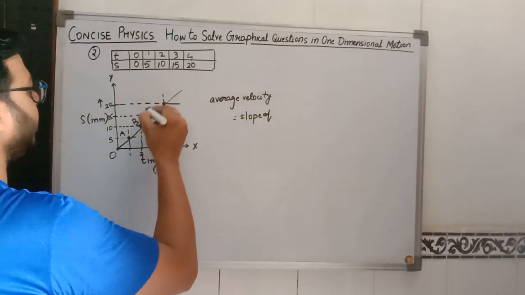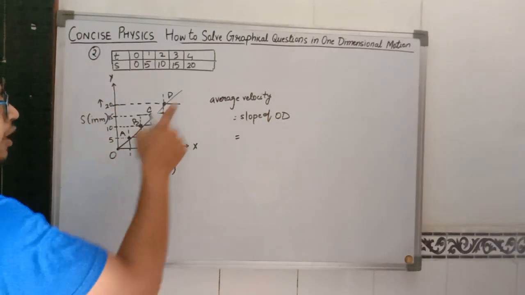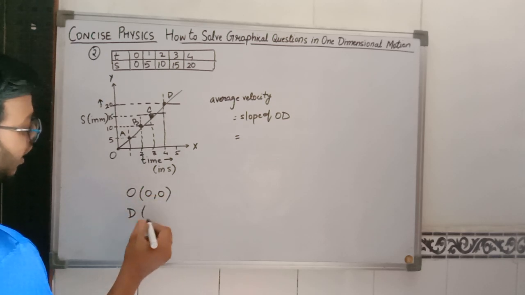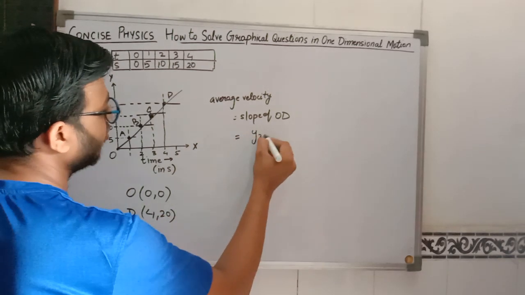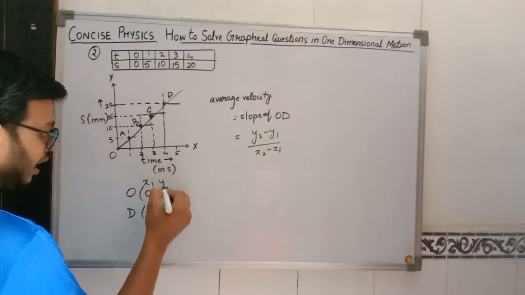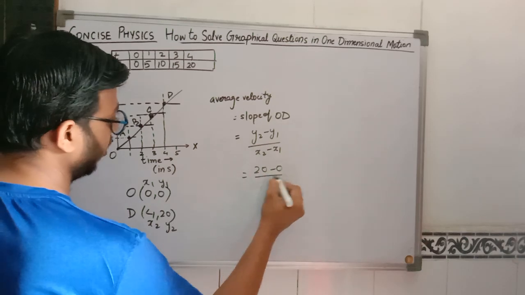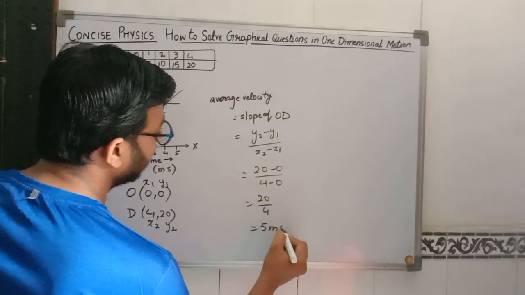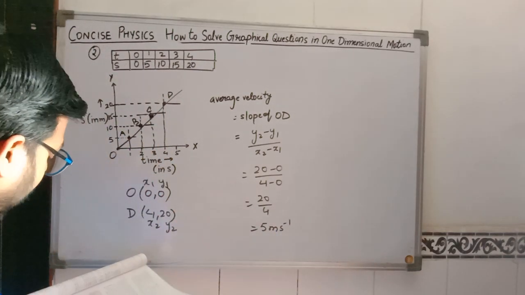Suppose this is point A, B, C and D. Slope of OD. O is the initial point and D is the final point. The coordinate of O is (0, 0) and the coordinate of D is (4, 20). Now just fill in the values: y2 minus y1 upon x2 minus x1. These are the values of x1, y1 and these are the values of x2, y2. So 20 minus 0 divided by 4 minus 0. So 20 upon 4, the final answer will be 5 meter per second. So the average velocity in the given figure is 5 meter per second.